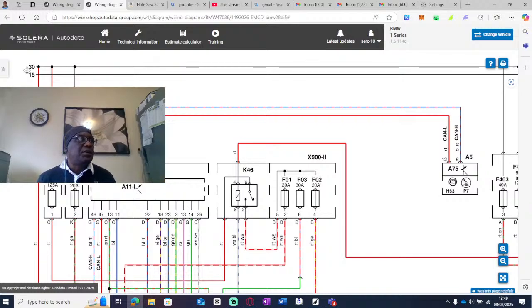So let's start with 30. We said 30 is permanent live. 30 is hot at all times. It does not matter whether you have the ignition key in your pocket or the ignition key is in your house. If we go to any wire that is connected to 30, and by the way, when you see a dot like that, it means that this becomes 30 as well, that becomes 30 as well. Anything that is joined by a dot.